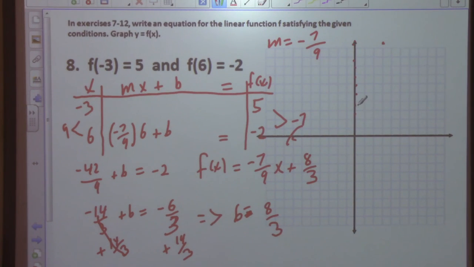No, it's negative 7 over 9. Well, negative 7, I got the wrong way, excuse me. Negative 7: 1, 2, 3, 4, 5, 6, 7. So about here, and it's over 9, so that's going to be over here, right? So our y-intercept is going to be right here, and the line is going to go like this.